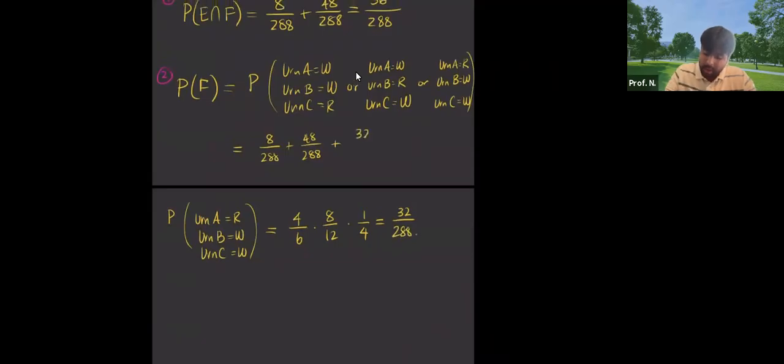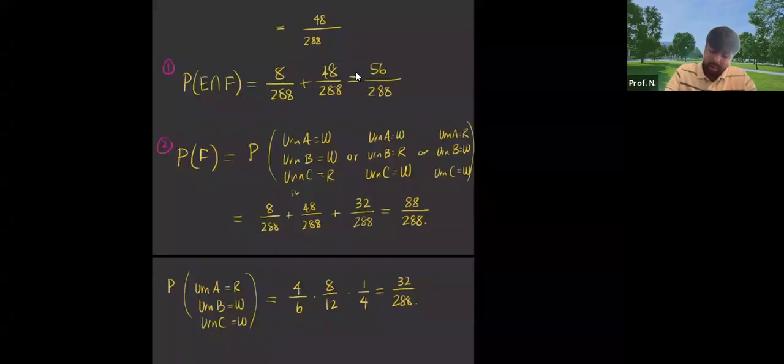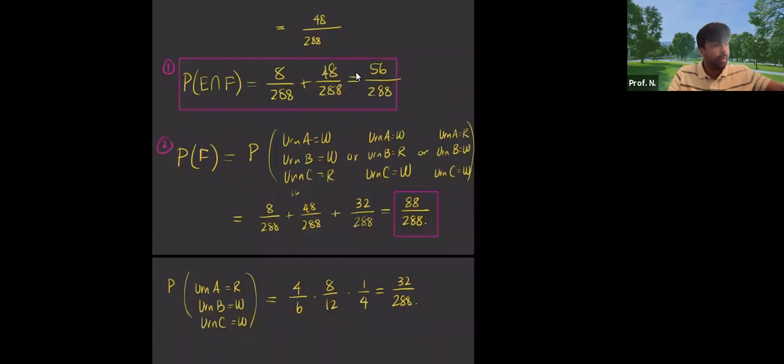So I get 32 here, right? Out of 288. So now I can find it. Now when I add these up, I get what, 56, right? And then 56 plus 32 is what, 88. So what I did was I found the two probabilities that I needed to find in order to find my final answer.